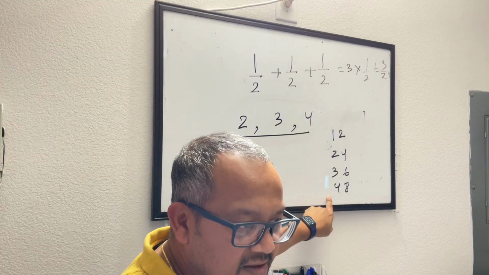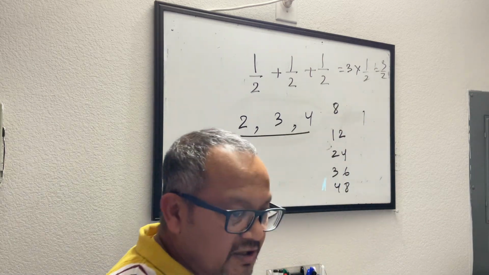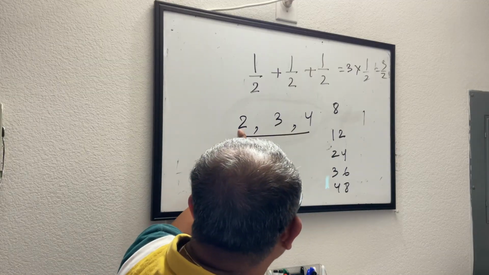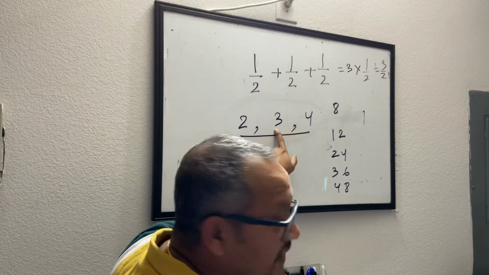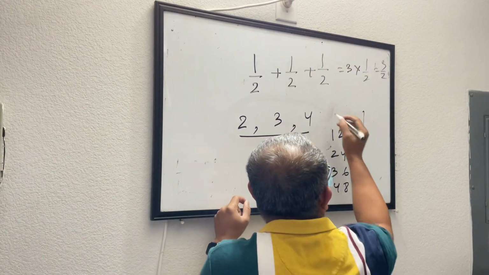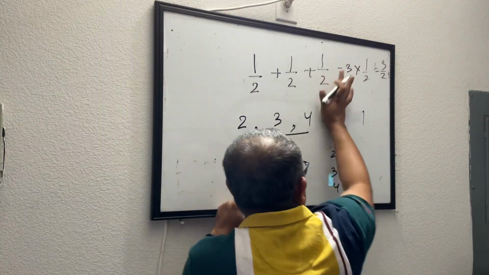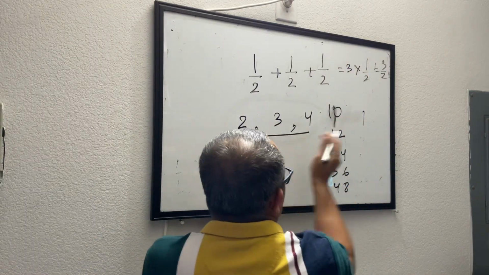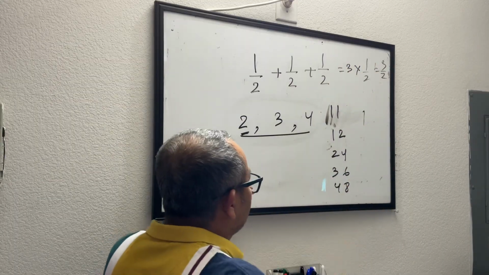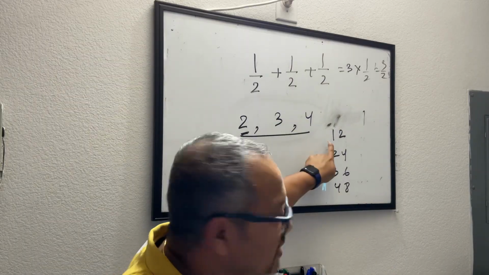Okay? Let's say if I pick 8, which is smaller than 12, it can be divided by 2, it can be divided by 4, but it cannot be divided by 3. Okay? If I pick 9, it can be divided by 3, but not by 2 and 4. If I pick 10, it can only be divided by 2, not by 3 and 4. If I pick 11, it can be divided by none of them. So the smallest number that I can divide by 2, 3 and 4 is 12.